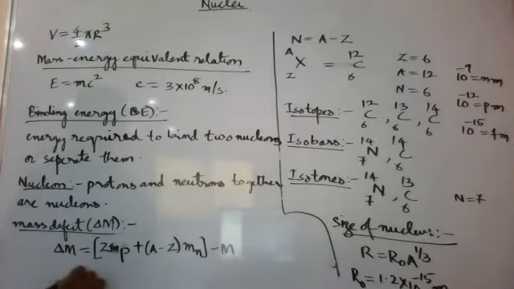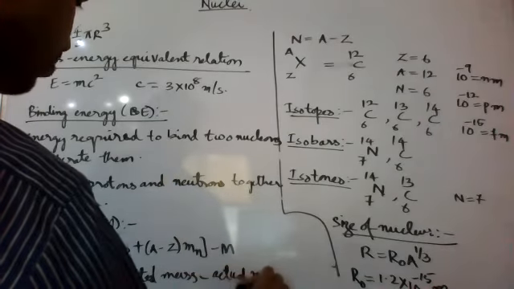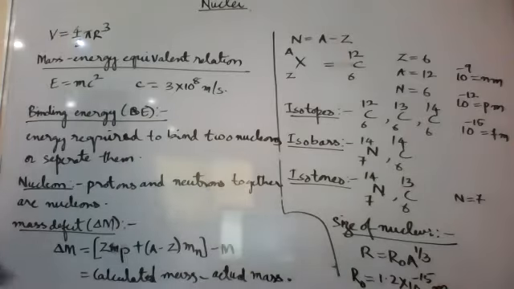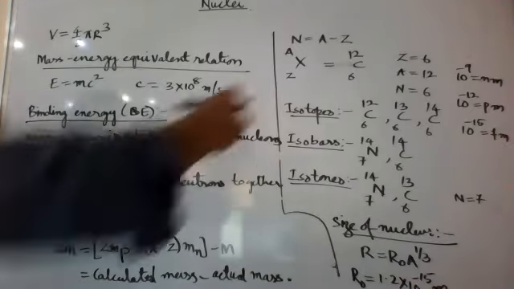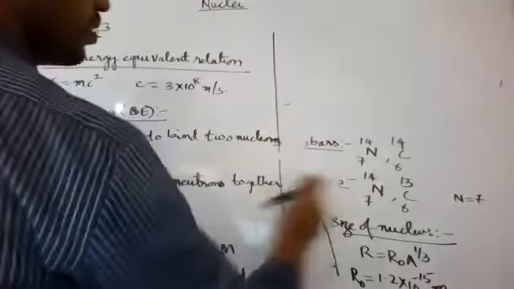That is, this is equal to calculated mass minus actual mass. This actual mass we get from the periodic classification chart. Again, how do we find out that mass? Using the mass spectrograph or spectrometer experiment. So we get the isotopes and we find out the mass percentage and all. Using that method, we find out the actual mass of the atom.